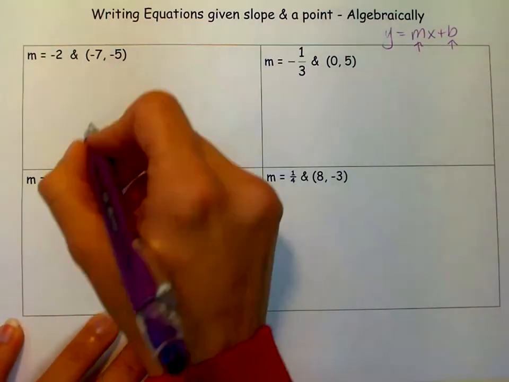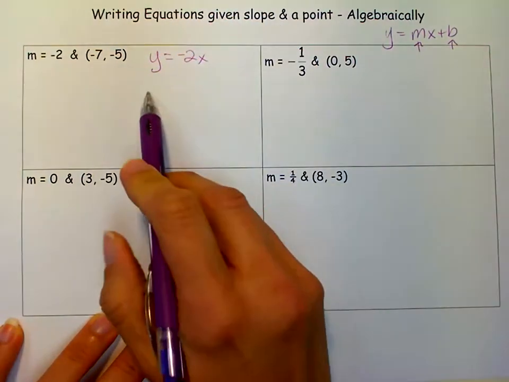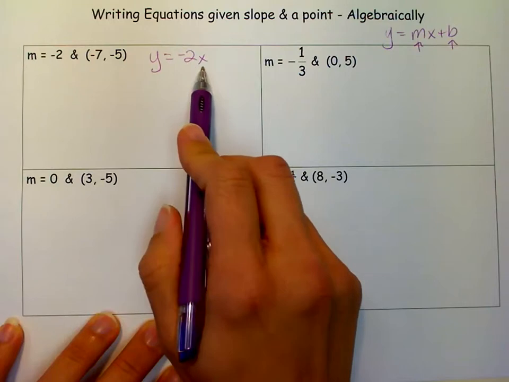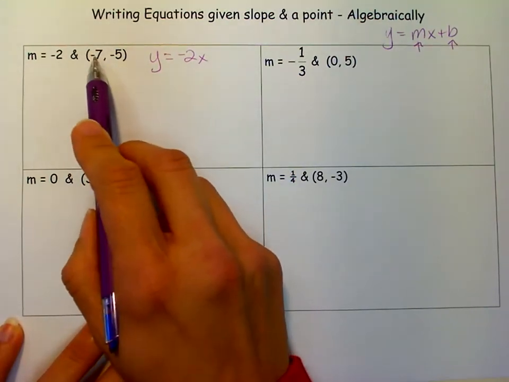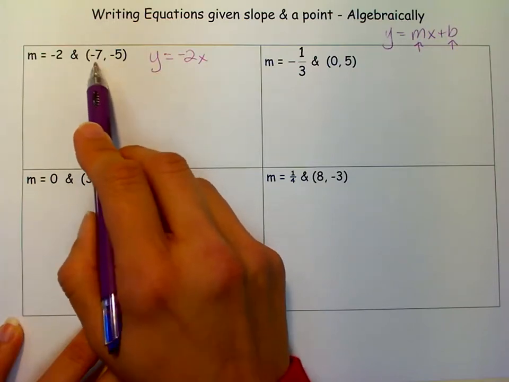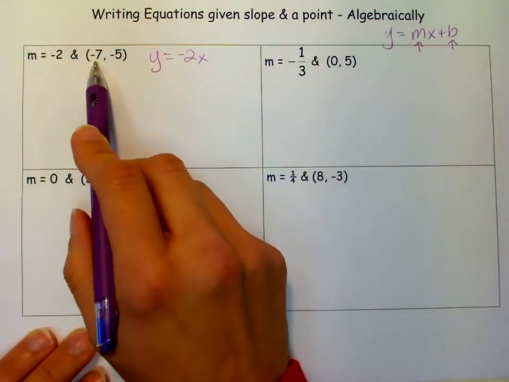So we're going to start with this one. Since they gave us a slope of -2, we already know that our equation is going to say y equals -2x. Then we look at this point, and I always like to see if it's the y-intercept. If it's the y-intercept, the x will be 0. Notice that that's -7, not 0, which means I have to find the y-intercept.